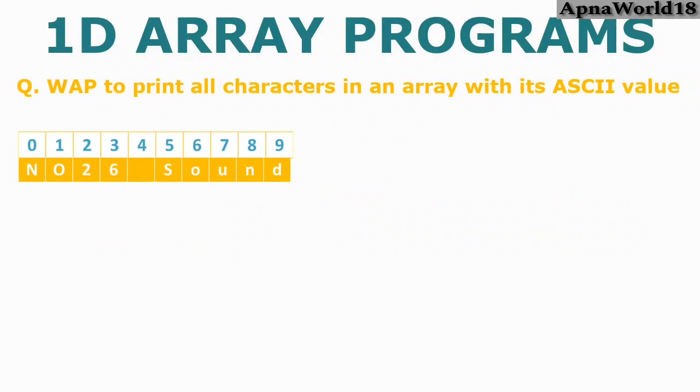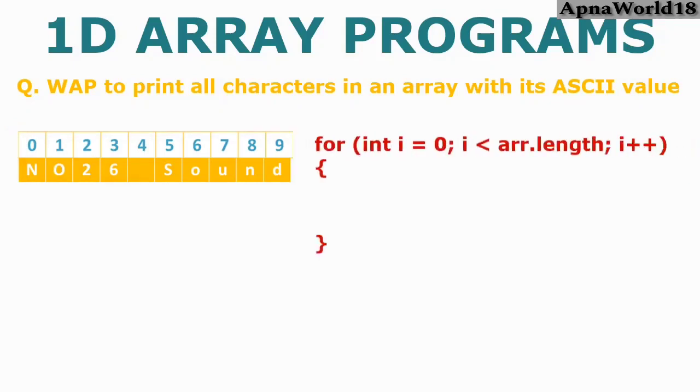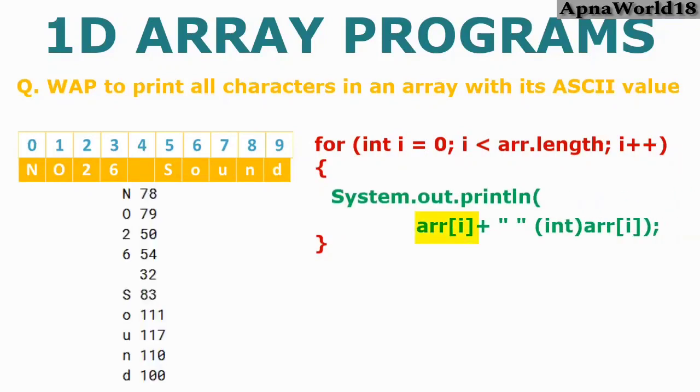Now the first program is just to print each character with its ASCII value. Here our input will be a character array and our traversal loop remains the same. Once inside the loop, we print each character element and then we also print its value typecast to int, which gives us its ASCII code.